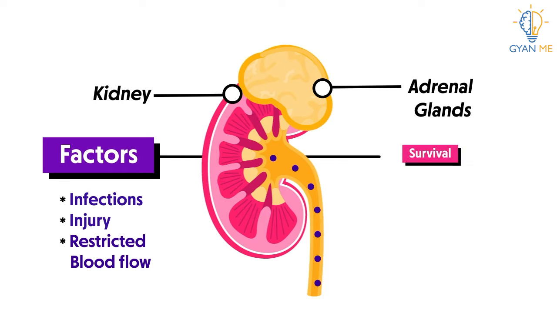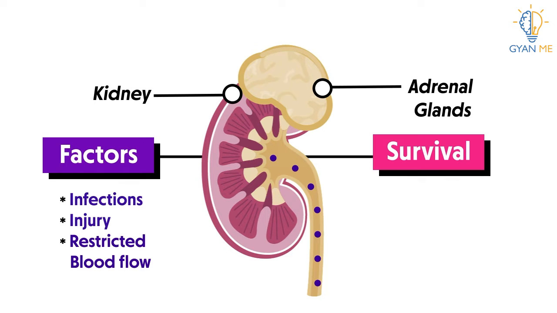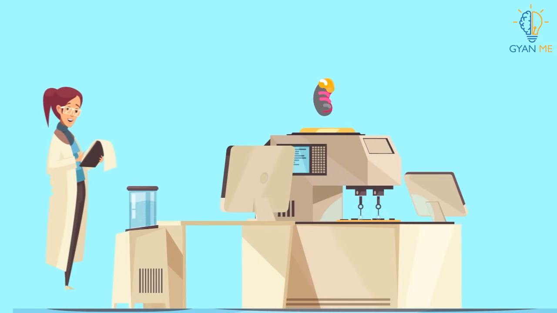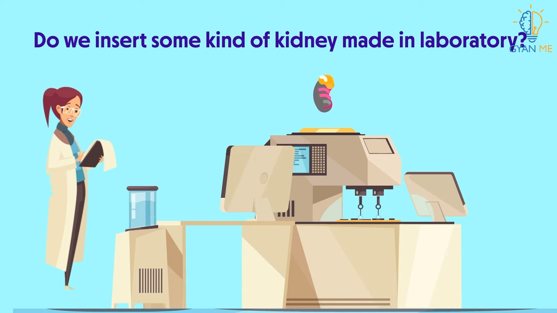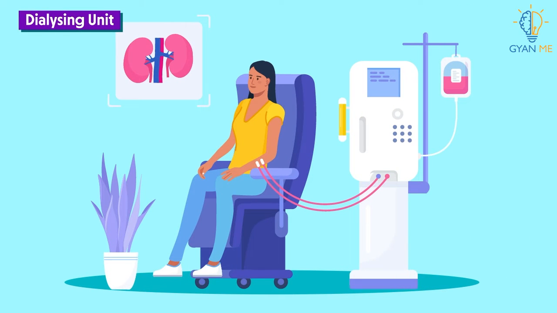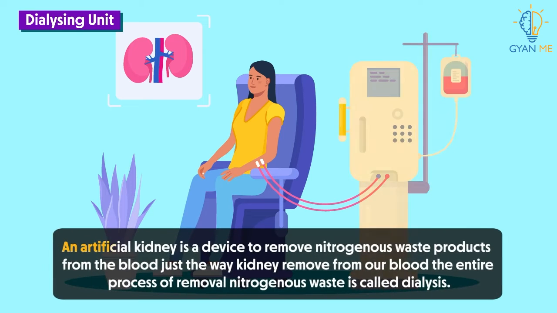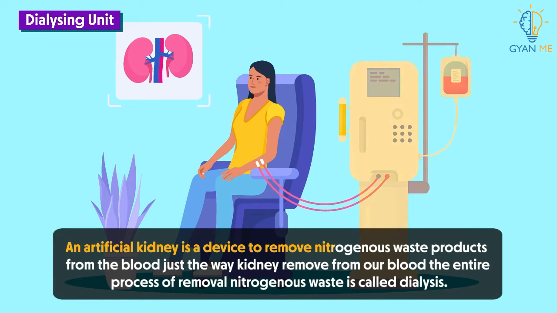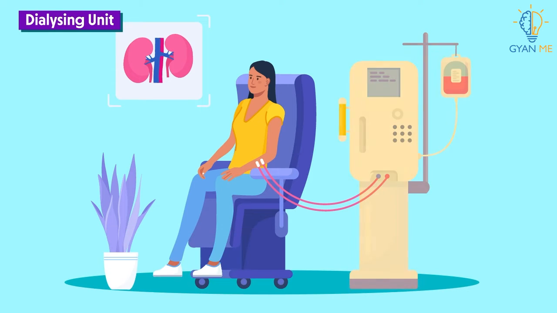And since they are very vital for survival, in such cases when kidneys fail, artificial kidneys can be used. So do I mean we insert some kind of kidneys made in a laboratory? No, this is not the case. Actually, an artificial kidney is nothing but a device which removes nitrogenous waste products from the blood just the way a kidney removes them from our blood. The entire process of this removal of nitrogenous waste is called dialysis. And the unit or the instrument that does this is called a dialyzing unit.